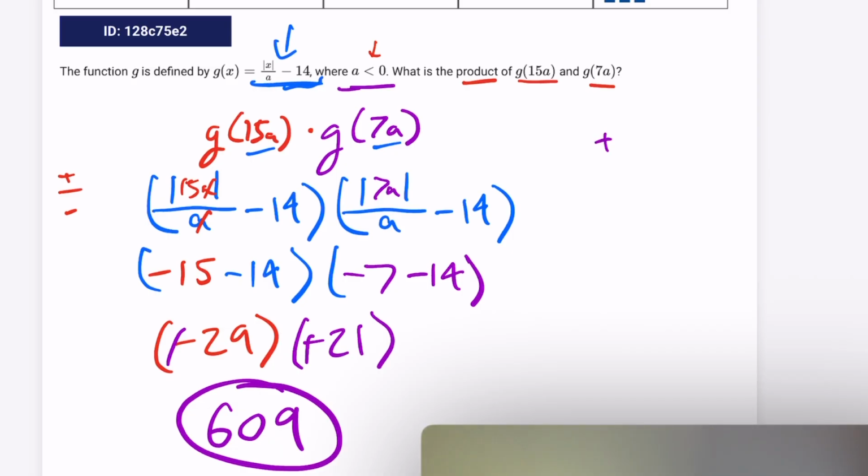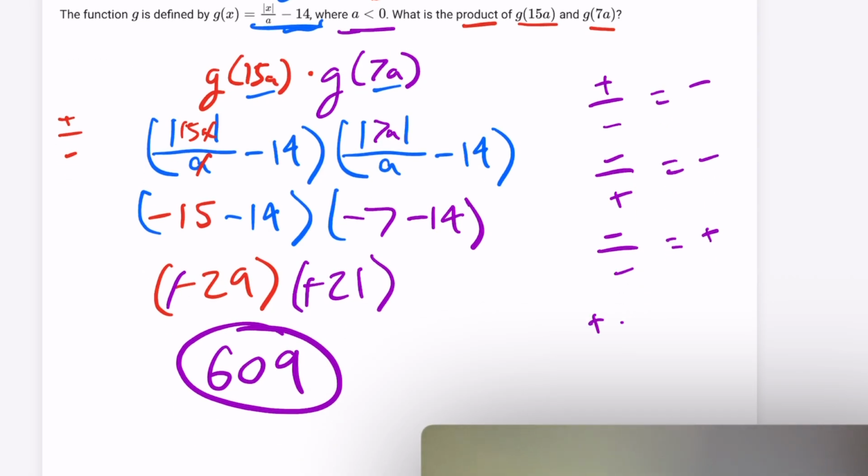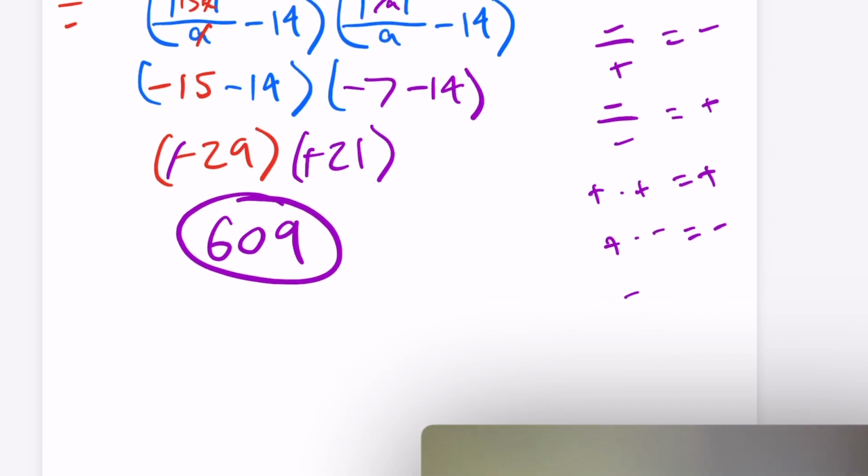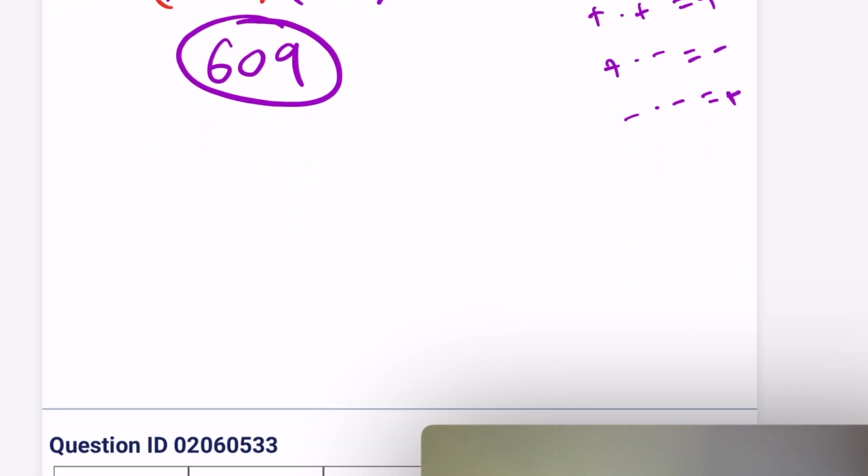If you have a positive divided by a negative, that's going to be negative. If you have a negative divided by a positive, same thing, it would be negative. If it's a negative divided by a negative, that will be positive. And then same thing when you're multiplying, right? Positive times positive makes positive. Positive times negative makes negative. Negative times positive, same thing. And then negative times negative is positive. All right, so let's move on to the next question.